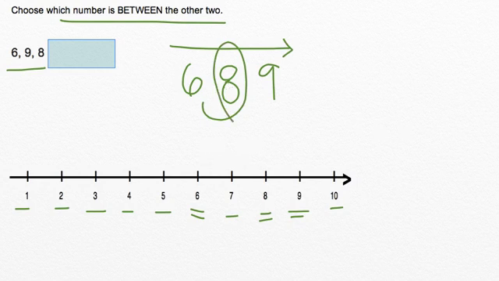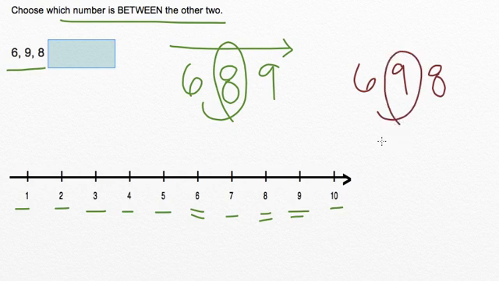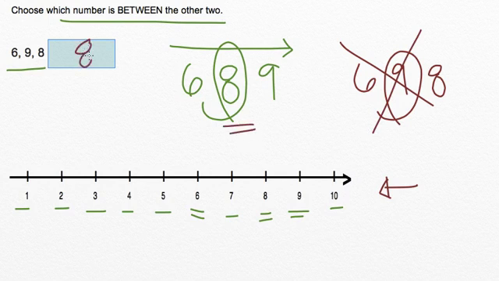And remember what I said earlier. You cannot take the problem, which is 6, 9, and 8, and say that 9 is in between 6 and 8, because we know when we look at the number line that the correct order is 6, 8, and 9. So this would be wrong, and the correct answer here is 8. So 8 is in between 6 and 9.